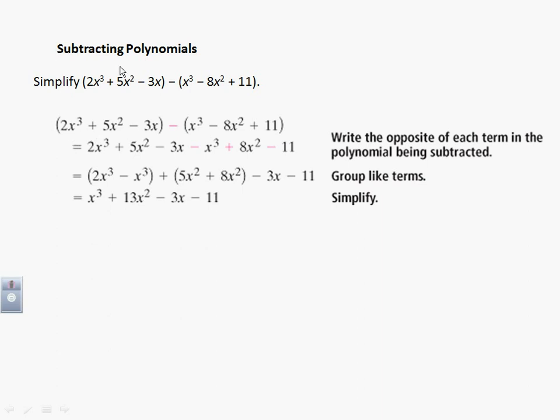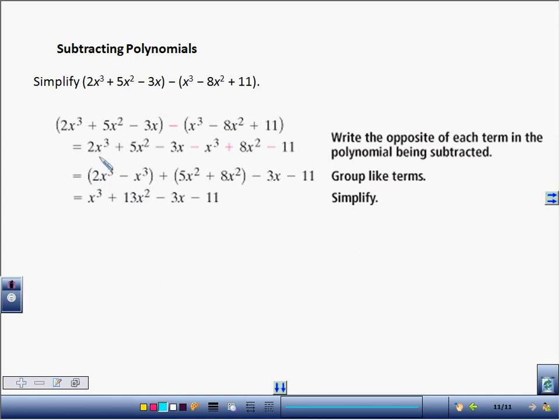So here, you can do it with the horizontal method as well. Here we have 2x cubed, and they just distribute through the negative sign. So this becomes negative x cubed, that becomes negative negative, which makes positive, and that becomes negative 11. What I usually do to indicate like terms is put 3 lines under the x cubed terms, and then I'll combine them. So 2x cubed minus x cubed makes 1x cubed. And then 5x squared plus 8x squared makes 13x squared. And minus 3x plus nothing just makes minus 3x minus 11.